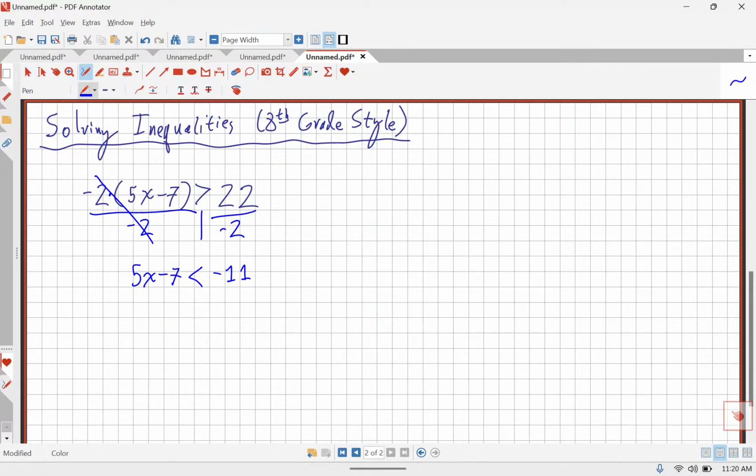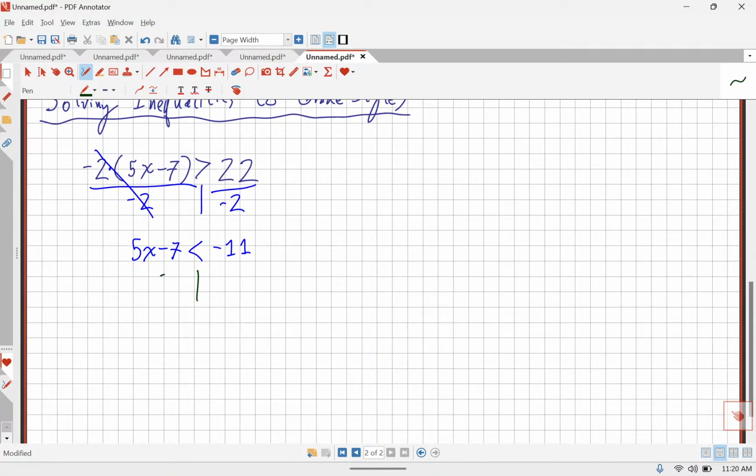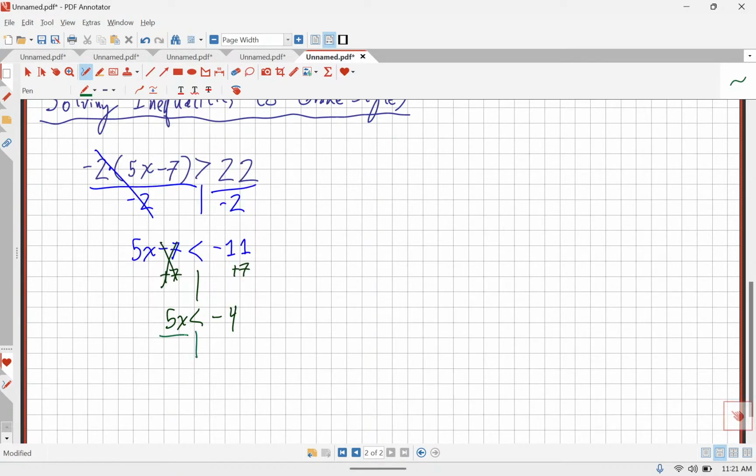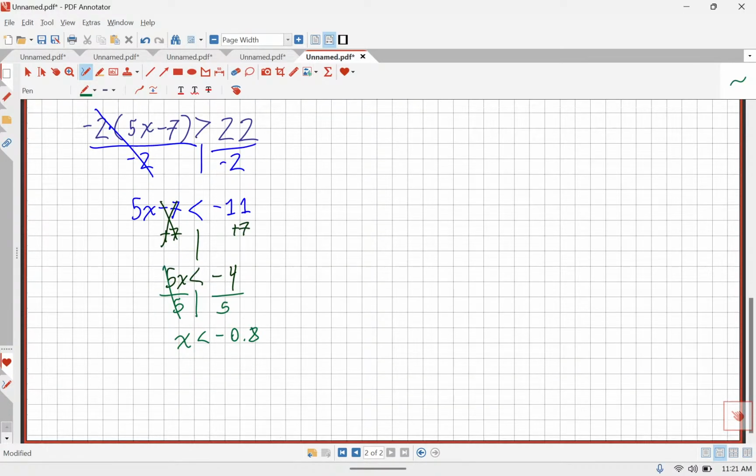Keep it going. What's next? Add 7 here, add 7 here. 5x is less than -4. Is that correct? Okay, and then last thing here, Abby, what do I do? Very good. So x is less than negative 0.8.